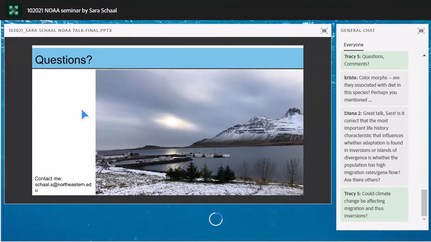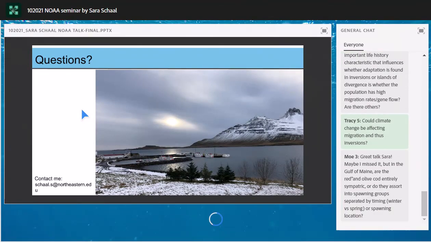All right, and now we have a question coming in from Tracy. Could climate change be affecting migration and thus inversions? So that's another really interesting question.